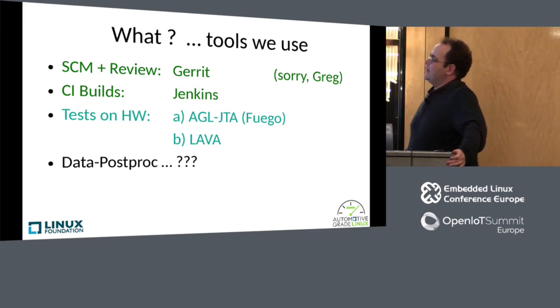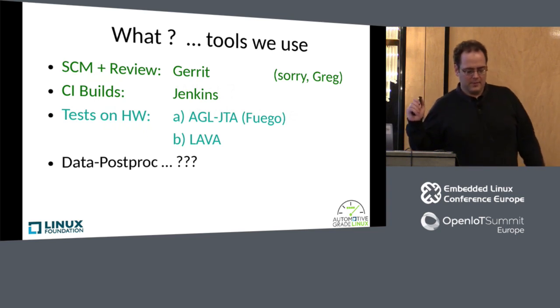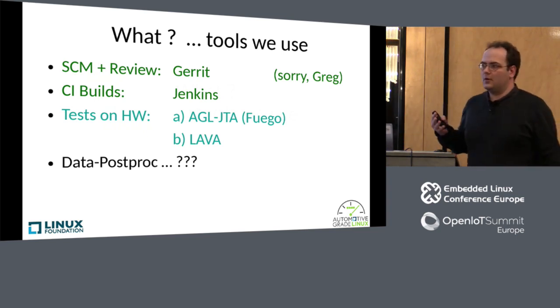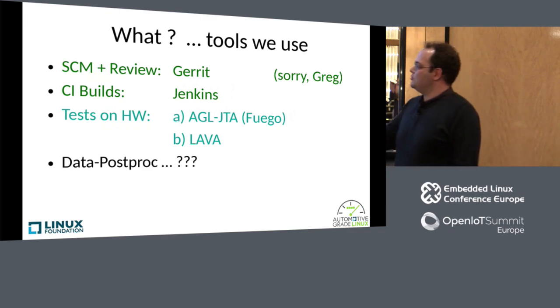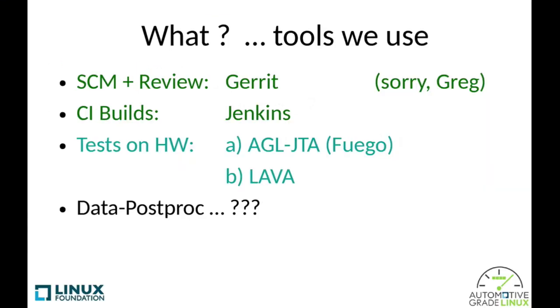For the tests on the hardware, right now we use two, and I will tell you for which part of the game we use which. One is AGL JTA, which is basically Fuego, and the other is LAVA. And the big work-in-progress target is how we post-process all the data we gather. That's, in most cases, still a question mark or being worked on.